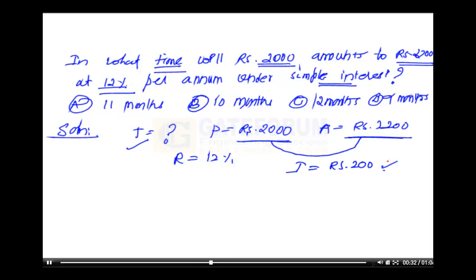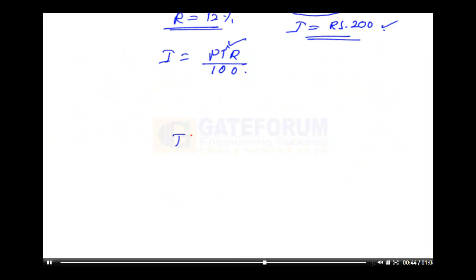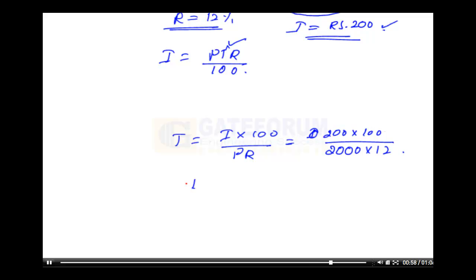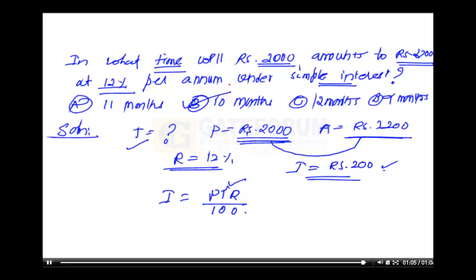Now we know the rate of interest, we know the interest, and also we know the principal. By using the formula I equals PTR by 100, we can calculate the value of T. So T is equal to I into 100 by PR, which is 200 into 100 by principal 2,000 into R, which is 12. If we calculate, it will be 10 by 12 years. So it is nothing but 10 months, option B.